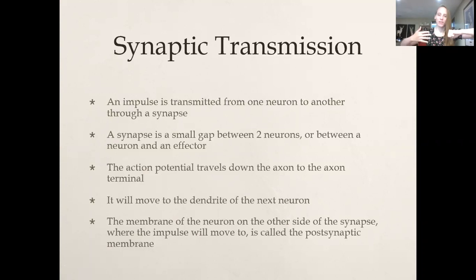next neuron. The first neuron, the one that has the axon terminal right before the synaptic cleft, that is called the presynaptic cell because it's before the synapse. And then the neuron that is after the synaptic cleft, that has the dendrites there, that is the postsynaptic neuron because it is after the synapse.